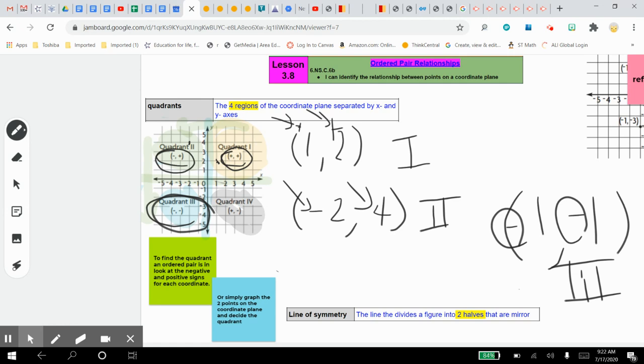All right, boys and girls, our next lesson is going to have to do with reflections and line of symmetry. All right, happy math.